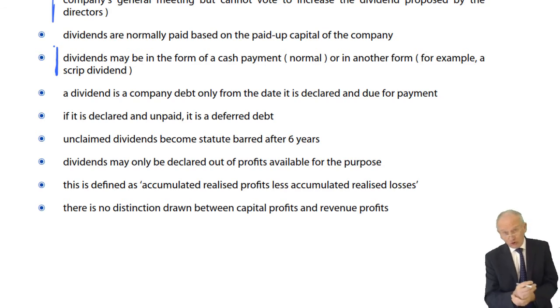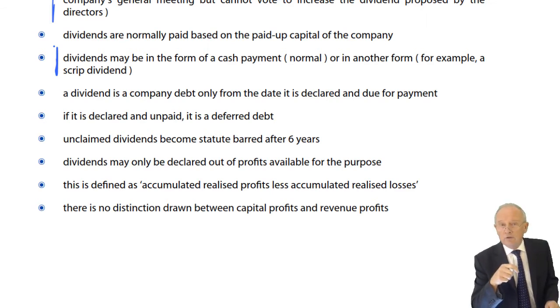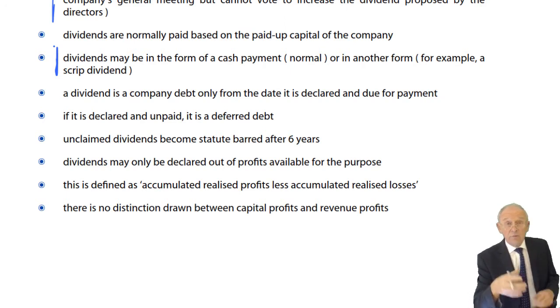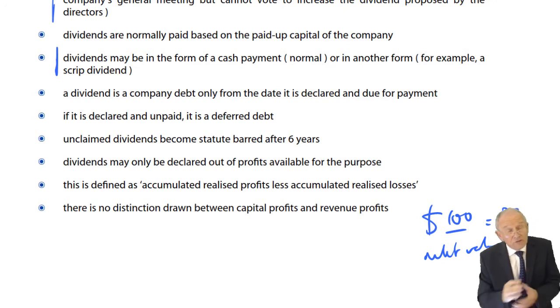Dividends may be in the form of cash, or they could be in some other form. You could have a distribution of other things in kind. You could distribute assets, for instance. I've never heard of it. What you could do is distribute by way of issuing further shares. So if you were entitled to, say, $100 worth of dividend, what you may opt to receive instead is shares up to that value. So that $100 divided by the market value would give you X number of shares, and you could receive those in exchange or instead of the cash dividend.